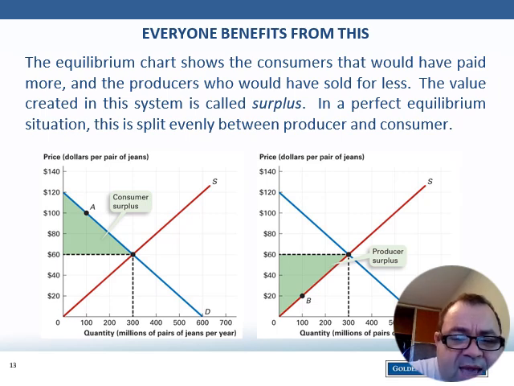Okay, and then producer surplus, on the other hand, is all these suppliers who are willing to supply at these prices, but the prices are set here. As a result, the producers will benefit from this as well.